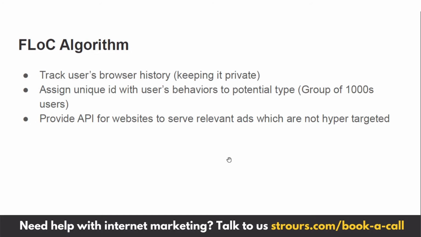Now, how it actually works, the algorithm of FLoC. First of all, the browser tracks the user's history. The browsing history is kept private, and it is not stored on any server apart from the user's browser. After that, the browser assigns a unique ID to the user's behavior, placing them in a group of 1,000 people, we can say. What do I mean by unique ID? It is the potential type of customer or consumer he can be. After that, it provides an API for websites to serve relevant ads which are not hyper-targeted.